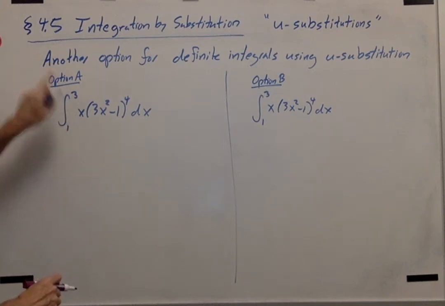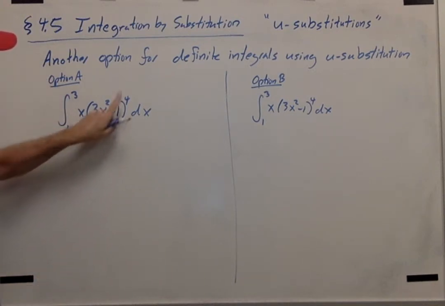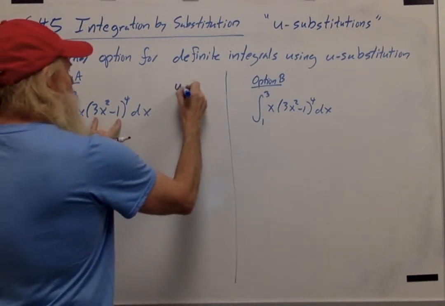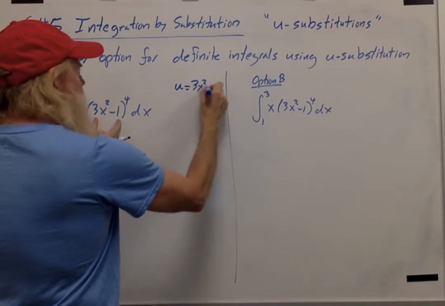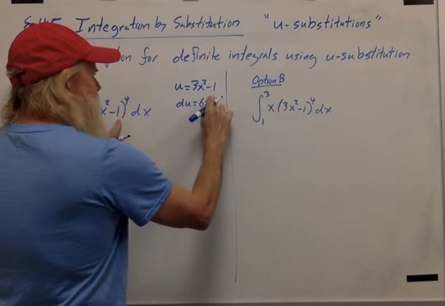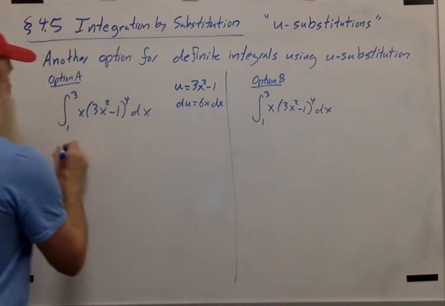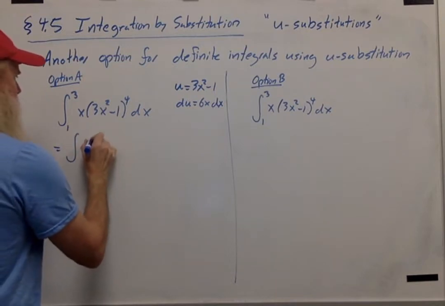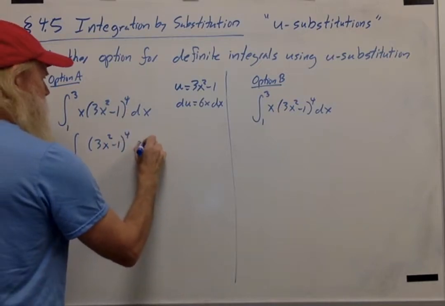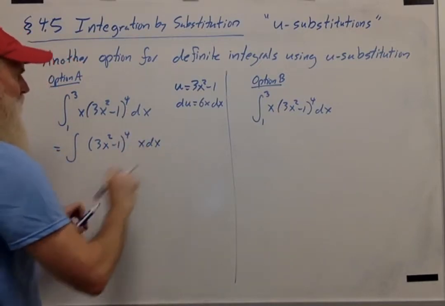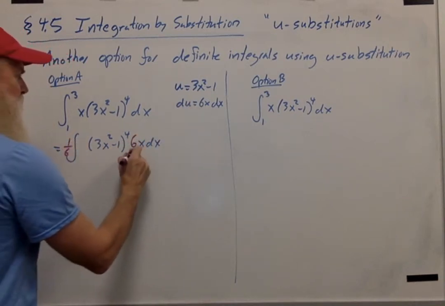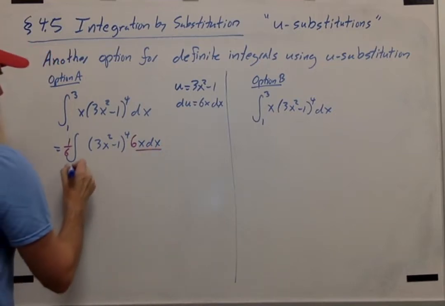If we want to find the integral from 1 to 3 of x times (3x squared minus 1) to the 4th dx, we'll make a u-substitution. We will let u equal 3x squared minus 1, which means that du is 6x dx. I'll rewrite the integrand, moving the x over with the dx. And then I'll multiply and divide by 6 so that I have the differential 6x dx.